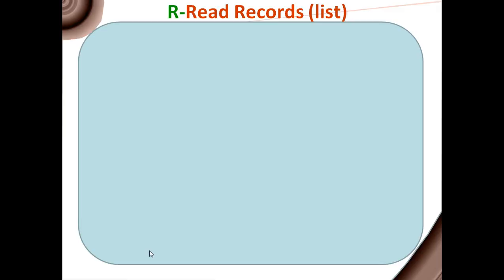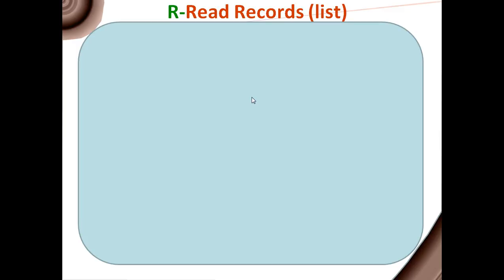In this R, you are going to have two types of reading. One is you will read all the records that are present in the table, so that is called a list of records. That's why it is highlighted here as read records. It's a list. That means if you have say 10 entries, then all the 10 entries will be read in one go. So it stands for listing, or a list of records.